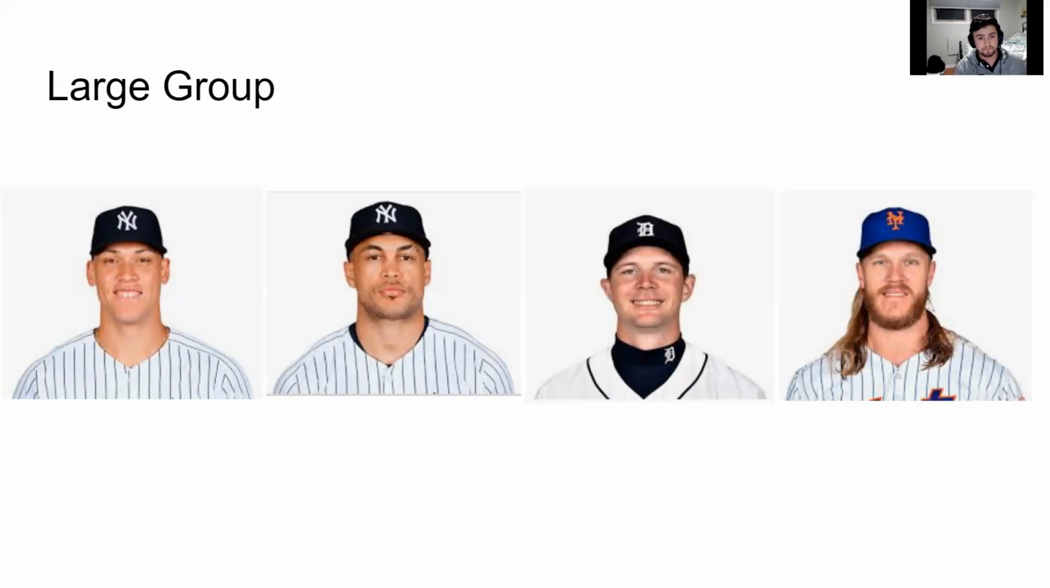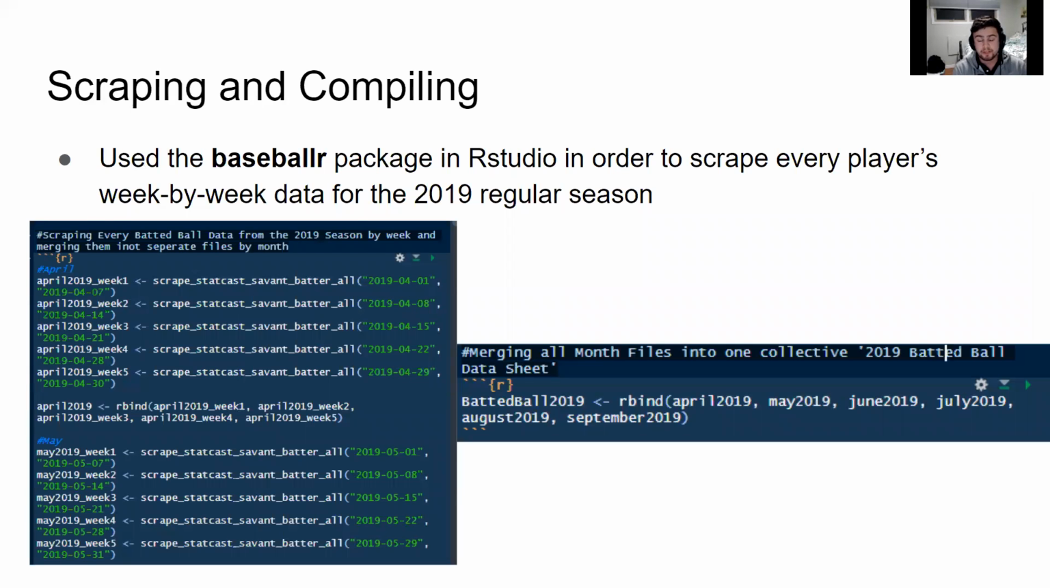So first, we had to scrape and compile our data, which we did using R. We were able to use the baseballr package in RStudio to scrape every single play from Statcast and Baseball Savant, which they offer. The best way to go about this, which we learned from lecture, was to scrape week by week. In order to do that, you just start at the first month and go week by week, and then we're able to use the rbind function to bind the 5 weeks together for that individual month.